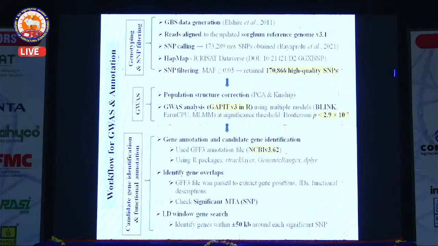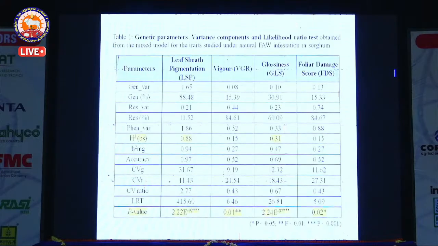After that, the resulting SNPs we have parsed with the GFF annotation file taken from NCBI version 3.62. Then we checked for genes present within plus or minus 50 kb LD region. So coming to the results, all the traits showed significant genotypic variation with more than 0.8 heritability for leaf sheath pigmentation, moderate heritability for glossiness, and other traits with low heritability.